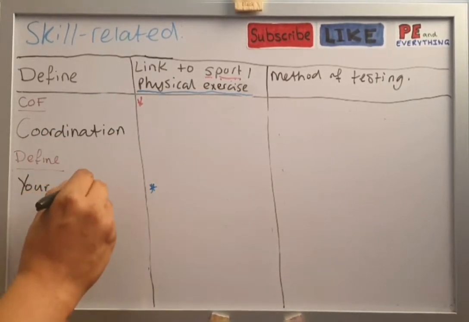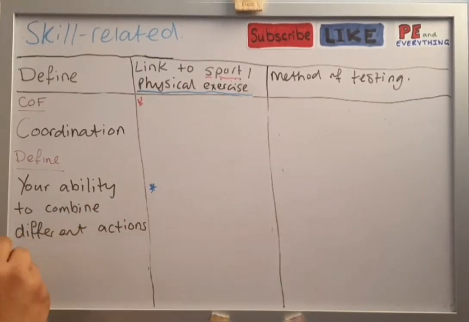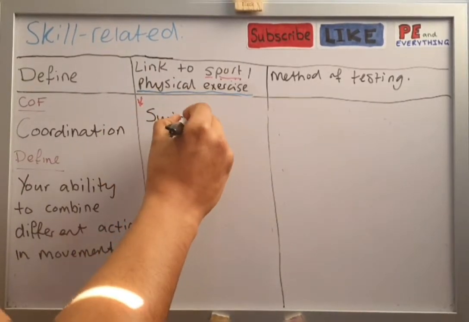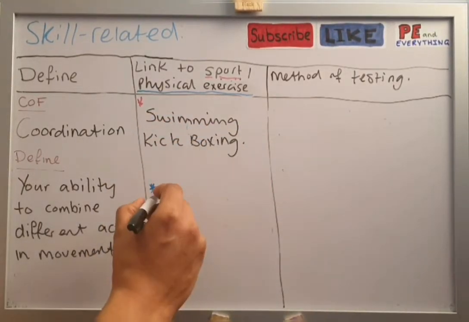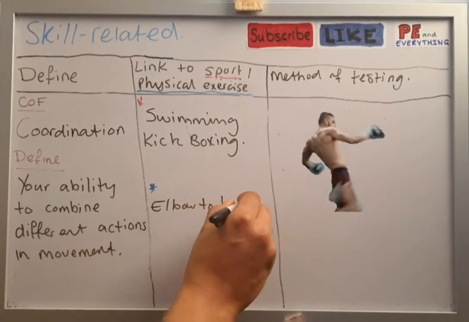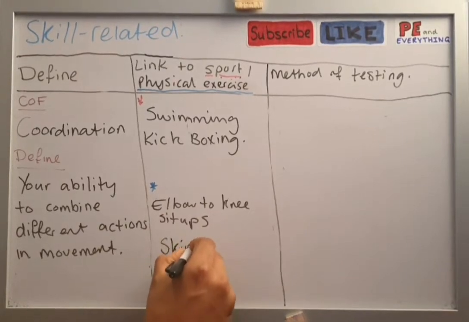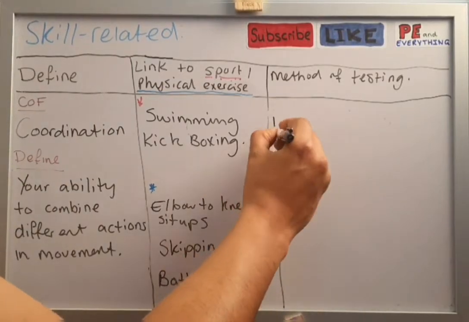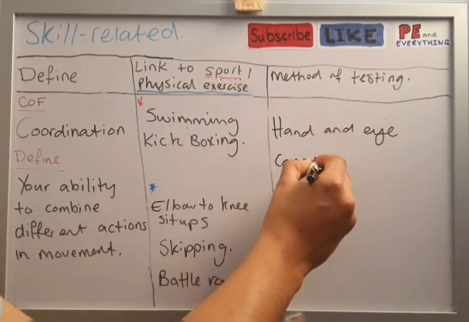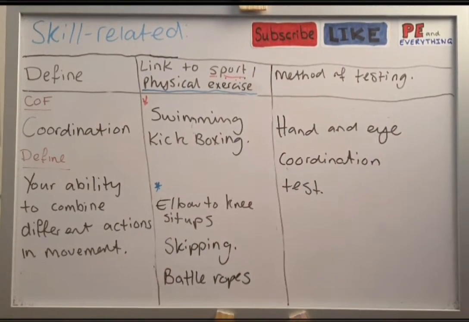Next on our list, we have coordination. This is your ability to combine different actions in movements, so being able to use your legs and your arms simultaneously, during the same action. Good sports for this are swimming and kickboxing, because you require different parts of your body to do different things. Good exercises to work on this are elbow to knee sit-ups, skipping, and battle ropes, because they all require you to do different things in regards to movement. A method of testing would be the hand and eye coordination test.